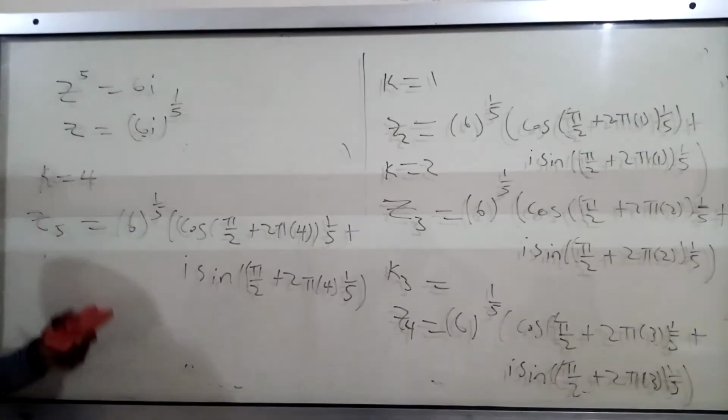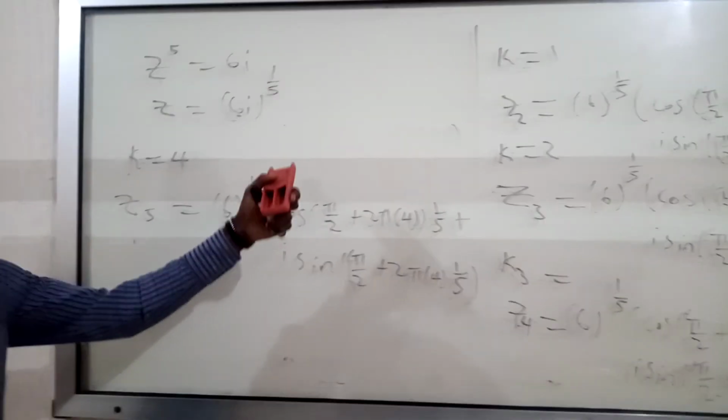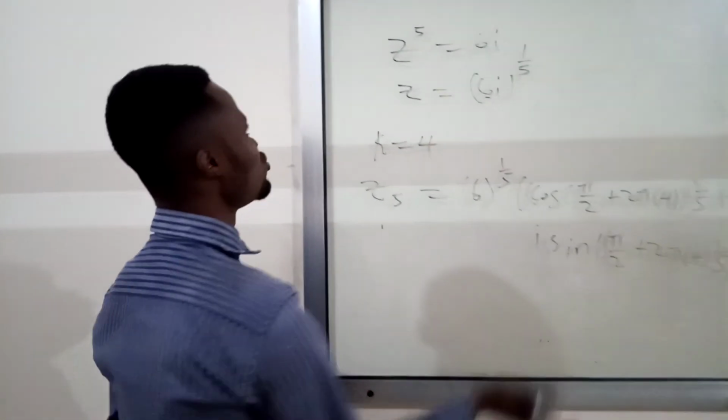So when you use the calculator to enter these, this is the final answer you get. So these are the values for Z.